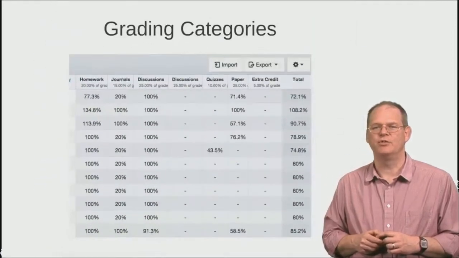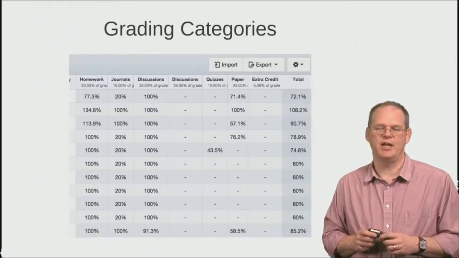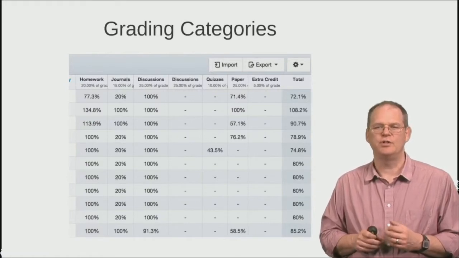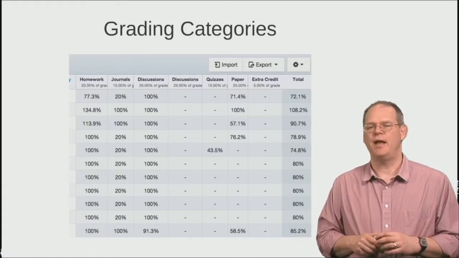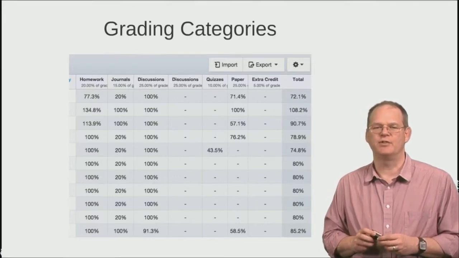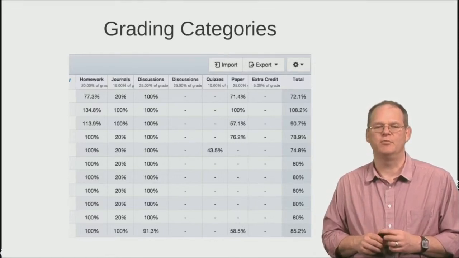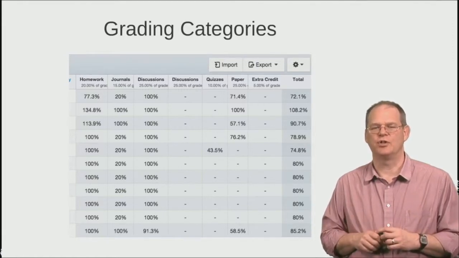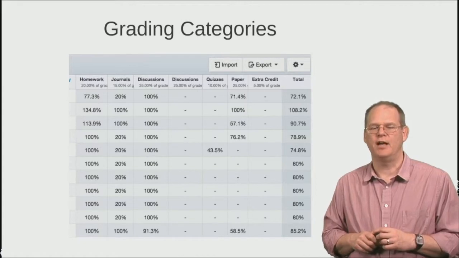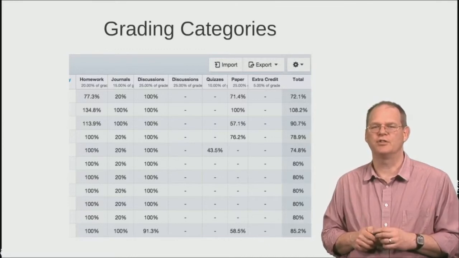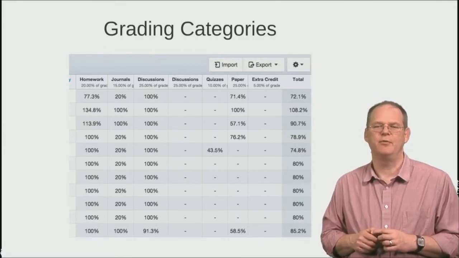What I'm going to ask you to do is go down to the right-hand side of your gradebook and look there. If you are using grading categories, then you have some aggregated information about how students are doing in particular classes of activities in your course. So here we've got homework, journals, and discussions defined. So that's all the homework in your course, all the discussions, all the journals. And we can use that.